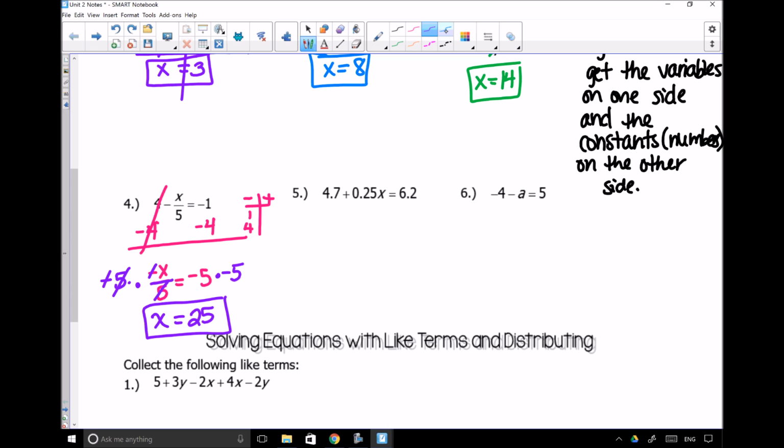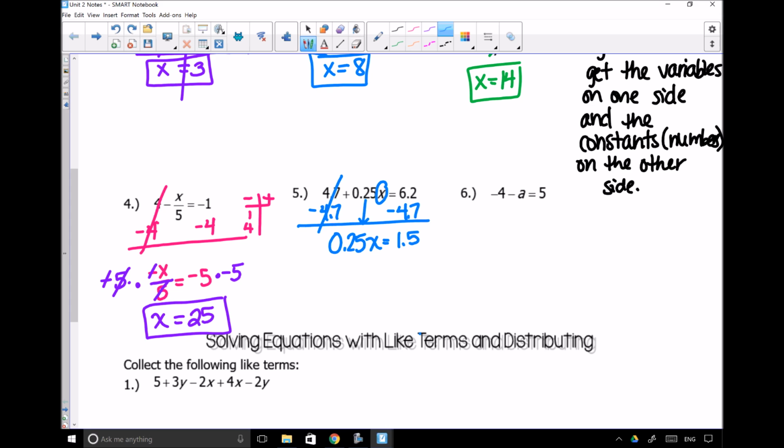In this example, I'm going to identify what the variable is that I want to get alone. Now I have a constant right here, so I want to get rid of this 4.7. Well, since it's a positive 4.7, I'm going to subtract 4.7. Well, whatever I do to one side of my equation, I do to the other side of my equation. So this 4.7 and this minus 4.7 cancel out. Here's the other side of my equation. So I end up getting 0.25x is left over right here, right? I just copy it down, okay? And then 6.2 minus 4.7 is going to give me 1.5, okay?